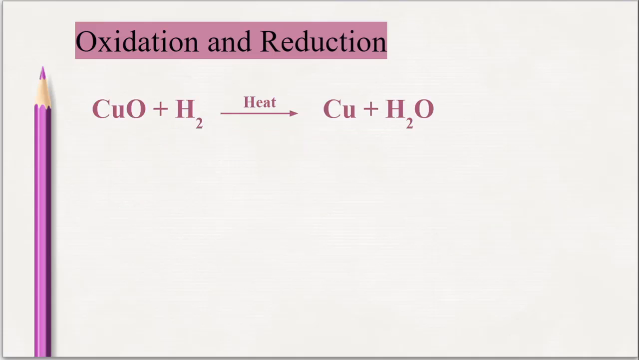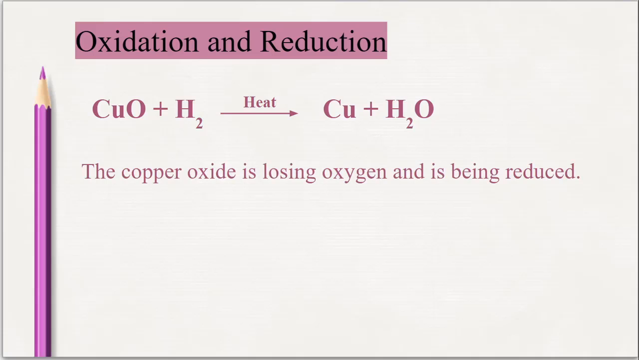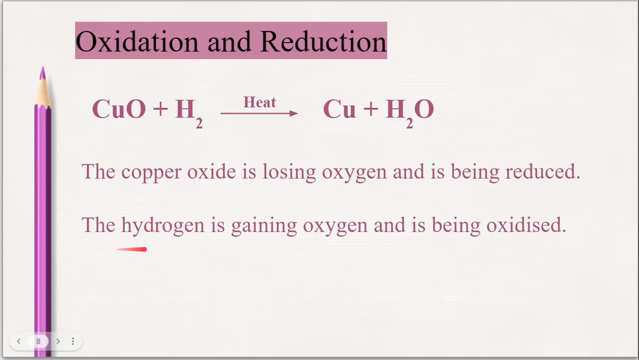So, here is the chemical reaction in which hydrogen passes through the copper oxide. The copper oxide is losing oxygen and is being reduced. The hydrogen is gaining oxygen and is being oxidized. On the right-hand side you can see that the hydrogen has gained oxygen, so it is being oxidized.